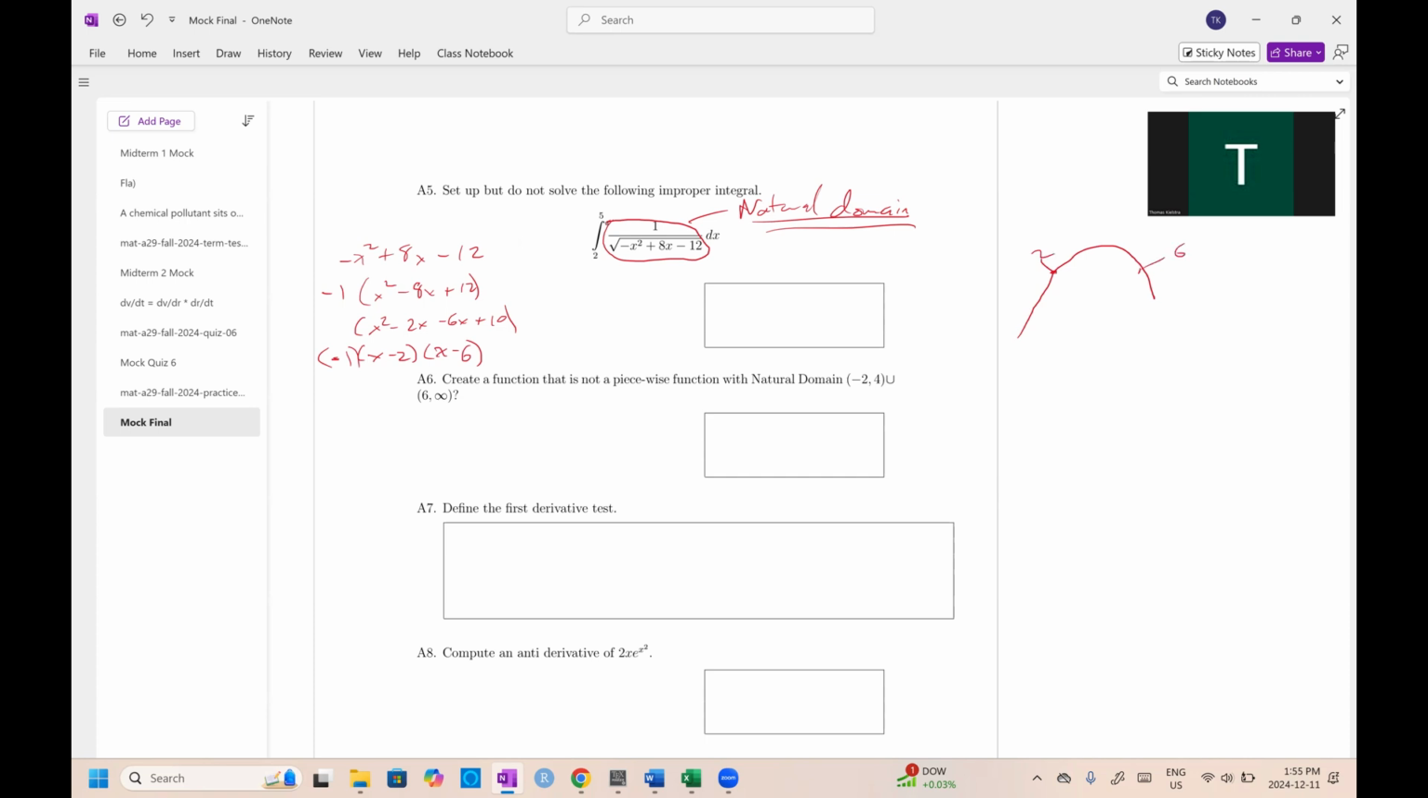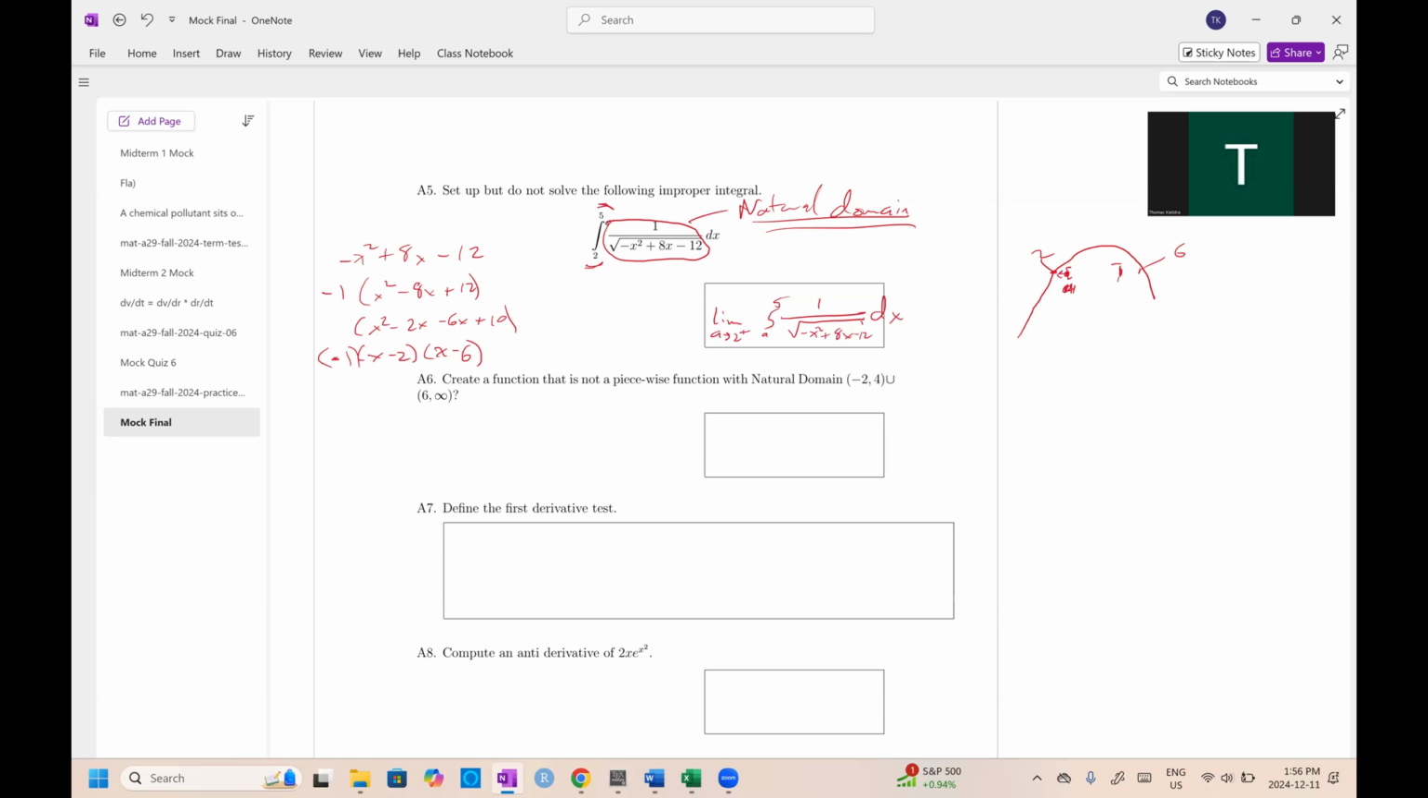Well, my integral is from 2 to 5. So I'm going to take 5 and I'm going to go up to a point A, which is slightly greater than 2. I'm going to integrate over that bound and then I'm going to let A approach 2. Or I'm going to take the limit as A approaches 2 from the positive of the integral A to 5 of 1 over root minus x squared plus 8x minus 12 dx.